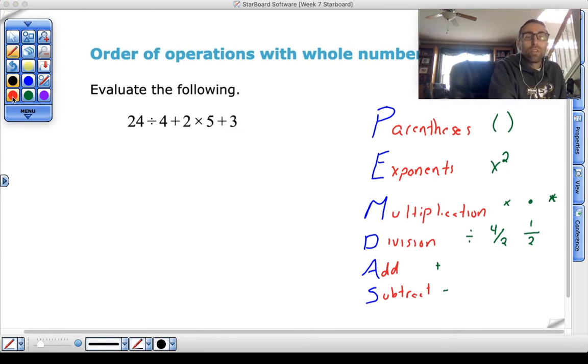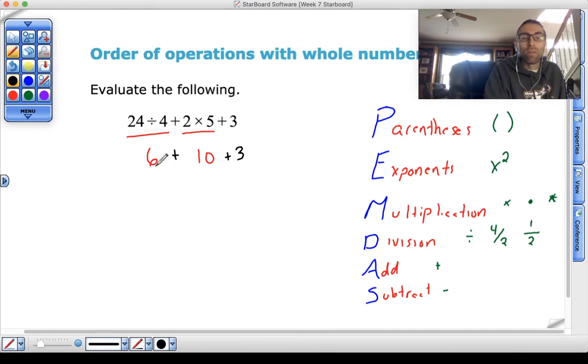I'm going to do all the multiplication, division from left to right. So that means I'm doing the 24 divided by 4, and I'm going to do the 2 times 5. So left to right, 24 divided by 4, I get an answer of 6. 2 times 5, I get an answer of 10. And I can bring down everything I didn't use. I didn't use this addition symbol, so I bring that down. I did not use this plus 3.